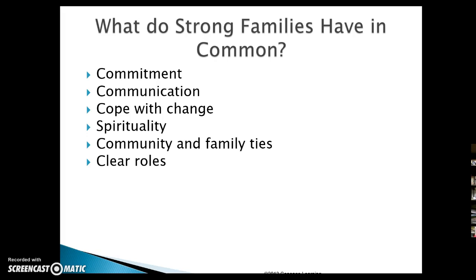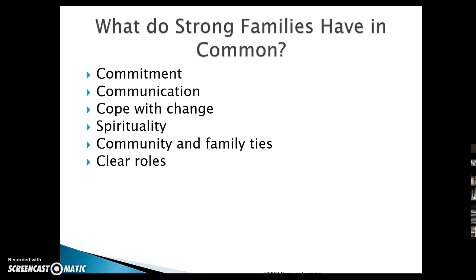Coping with change. We know that none of us are without changes or diversity or difficulties in our families, but how we cope with them is a sign of being a strong family, especially when we cope well and we've developed coping strategies to use as a family to help those in our care. We also know that strong families tend to have a sense of spirituality. They tend to have family and community ties.